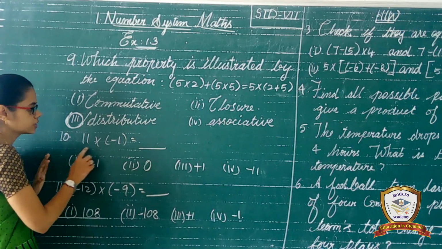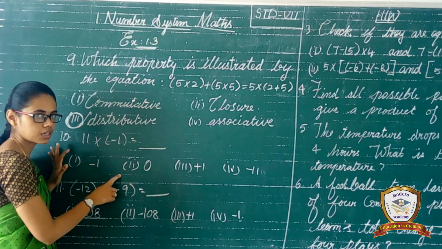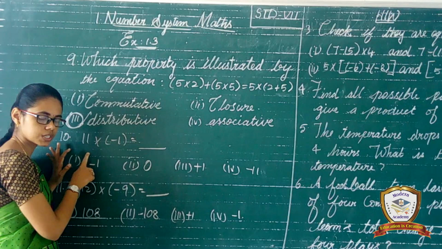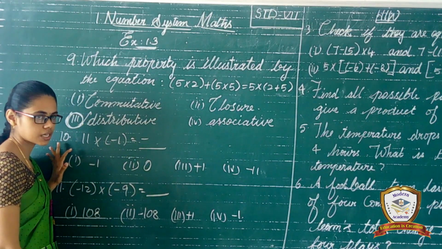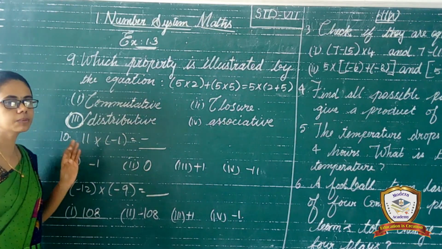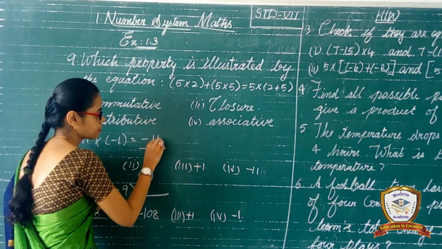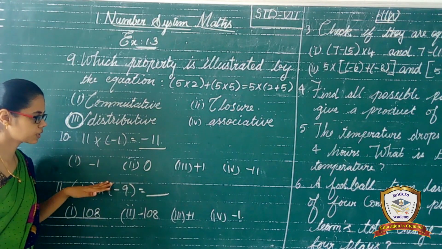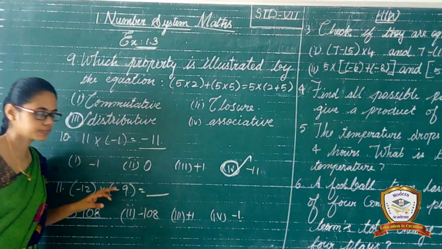10th one. See here, this one is multiplication. Directly we want to multiply, isn't it? First of all, we have to mention the sign. In multiplication, different signs means we have to mention the sign minus in our answer. So 1 into 11 or 11 into 1. Any number multiplied with 1, the answer will be the same number only. So the answer is minus 11. So which option is there? Totally 4 options are given. But which option will come? So the fourth one. So the answer is the fourth one.